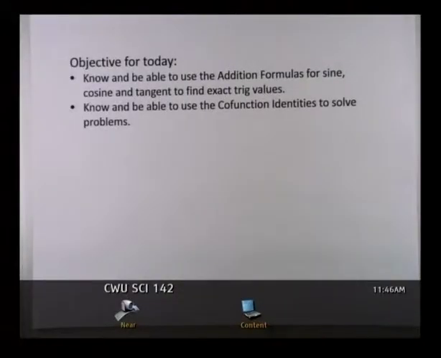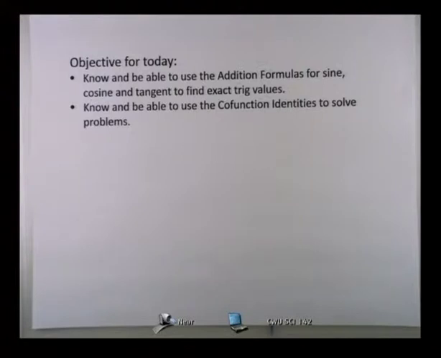So the objectives for today I have written up here, and basically we're going to be able to use and know the addition formulas for sine, cosine, and tangent, and we'll be using these to evaluate some trig values. And we'll also learn about the cofunction identity, and we'll be solving some problems.